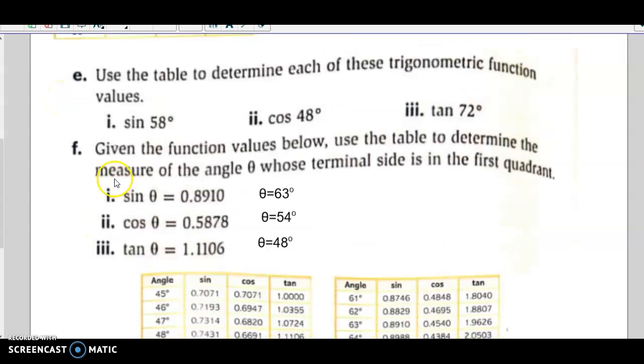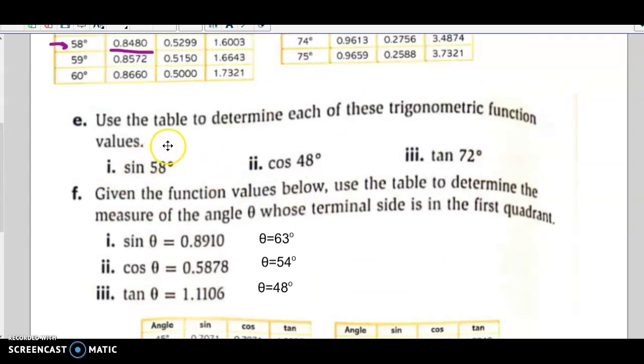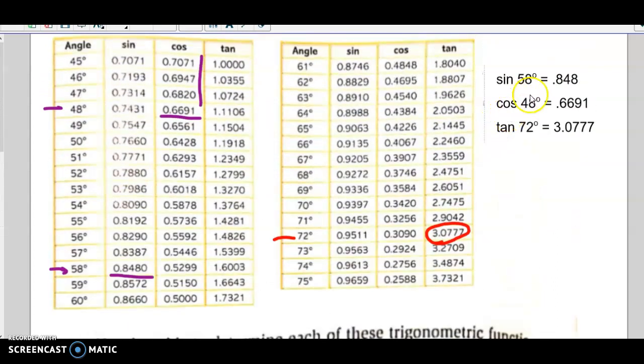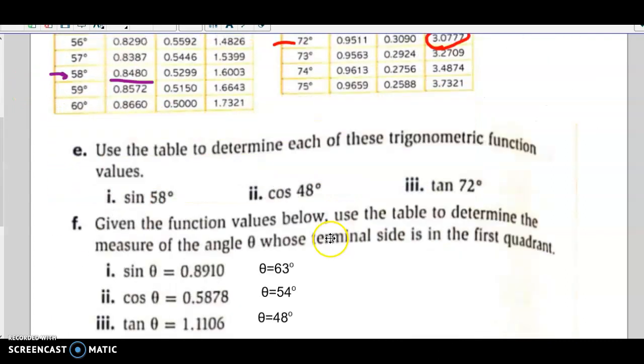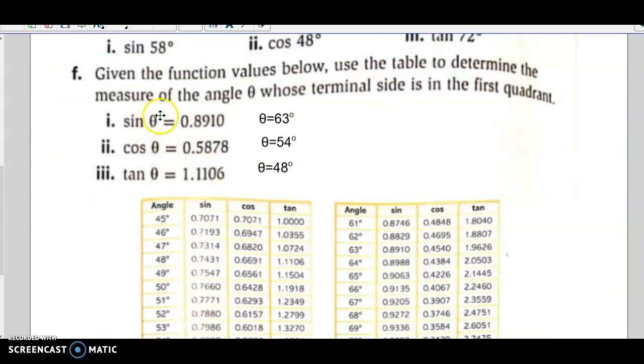Little short video. We figured out how to use the trig table to evaluate a trig function. We did that up here. We looked for the angle on the side and then matched it with the sine, cosine, or tangent. And then just to recap down here, we were looking for the missing angle, and we used the trig table to evaluate that.